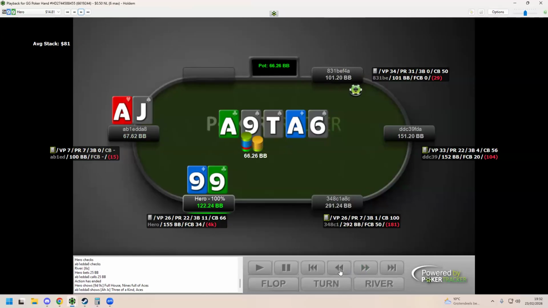How well would the donk plan have worked here? We would have gotten his entire stack. Yeah, it would have been fantastic. I'm not saying we donk all the time when we have top of range, but I am saying mix it in, experiment with it.